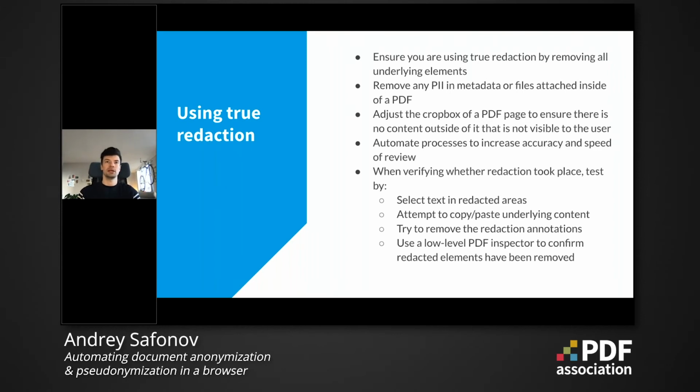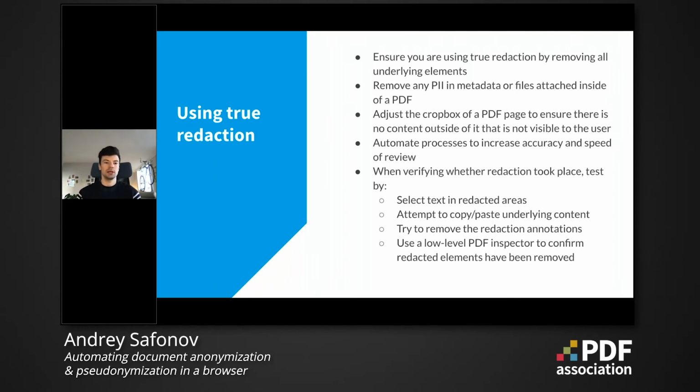Now, sometimes there could be sensitive information outside of the visible region. To combat that, we can adjust the crop box of a PDF page to ensure there's no content that is not visible to the user. So just blow it up and see if there are any elements, or you can actually perform a search on the document and check if anything falls outside of that specified crop box. And if it does, just remove it.